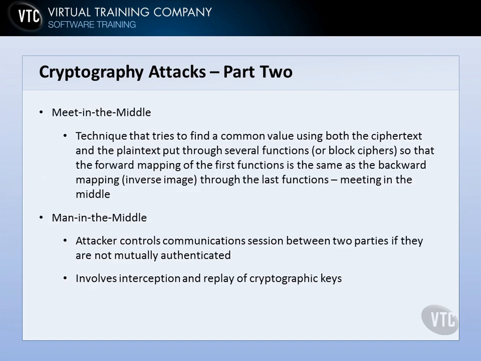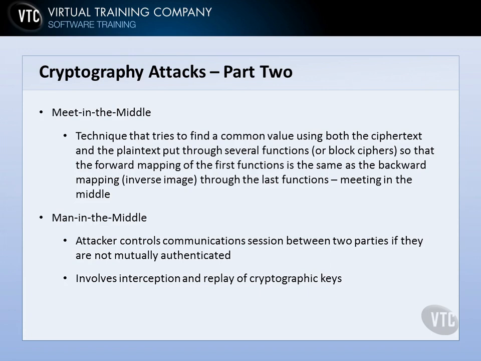There's also something called a meet-in-the-middle attack, and this basically is a mathematical technique. What it does is it tries to find a common value using both a piece of the ciphertext and a piece of plain text, and you put this through several different functions or block ciphers or other mathematical algorithms such that the forward mapping of the first function is the same as the backward mapping of the last function. And essentially you would meet in the middle. Now that's a very complex explanation for a cryptographic attack technique. Again, there's some math involved there, and I'm not going to go in depth on that. You don't need to know that for the exam.